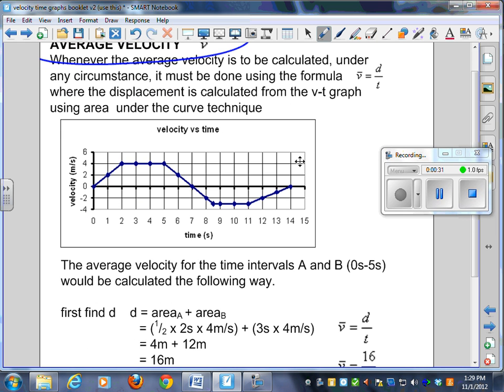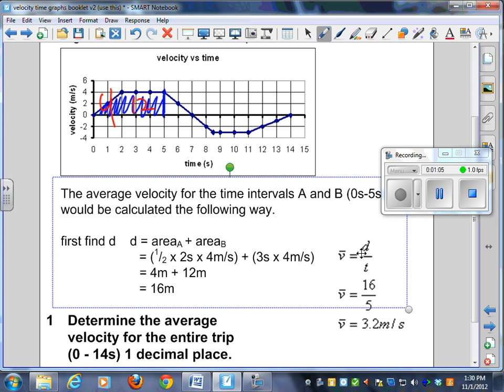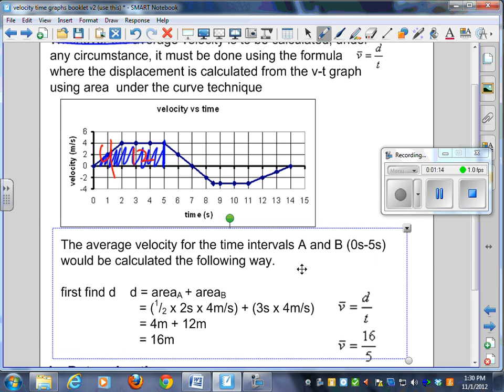Okay, so here's an example. The average velocity for time intervals A and B, which would be up to 5 seconds, so we're talking about all of that area there, would be the area of A plus the area of B. Yesterday we did this. We took 1/2, the base was 2, the height is 4. 2 times 4 is 8, divided by 2 is 4. So my area of the triangle here is 4. The rectangle is from 2 to 5. That's a base of 3 by a height of 4. 3 times 4 is 12. 4 plus 12 is 16. And then the average velocity is 16 divided by 5, or 3.2.